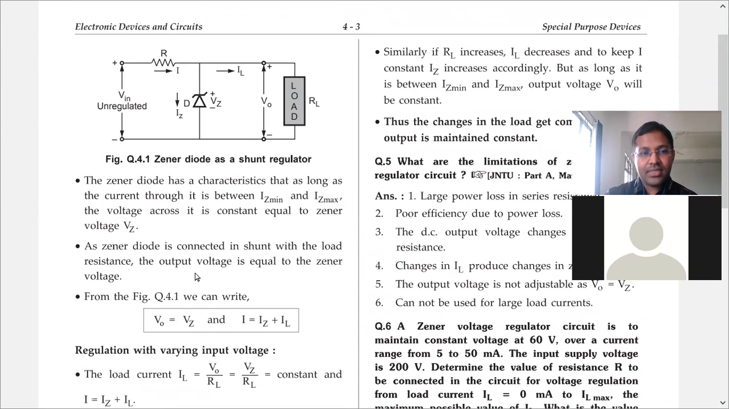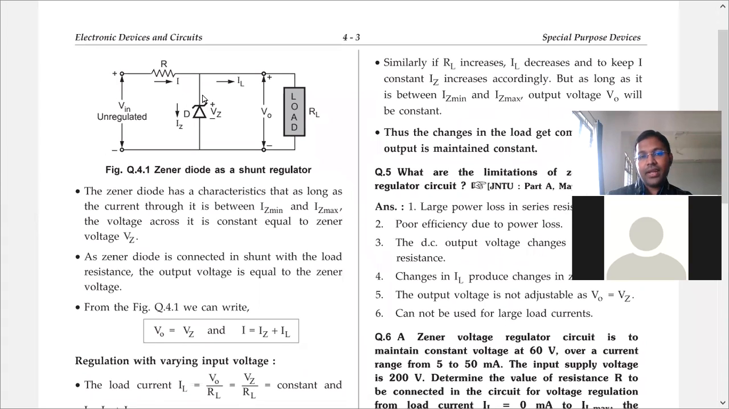Now what happens if the unregulated voltage, meaning fluctuating voltage, not constant, is fluctuating with respect to time? For example, the input voltage is increasing, decreasing. That is what we mean by fluctuating. So what happens at the instant when the input voltage increases? V increased, Vz is constant.